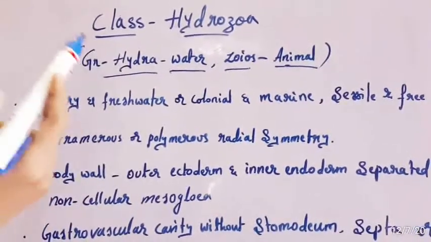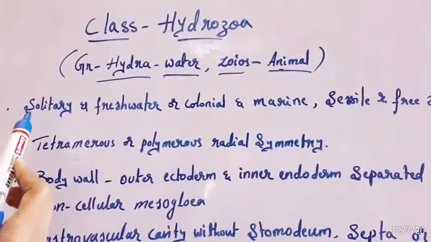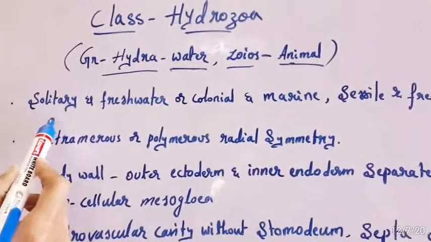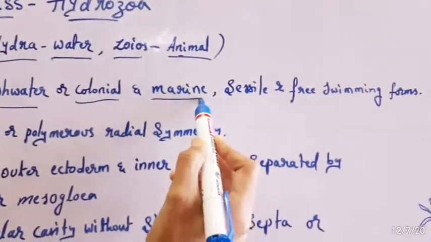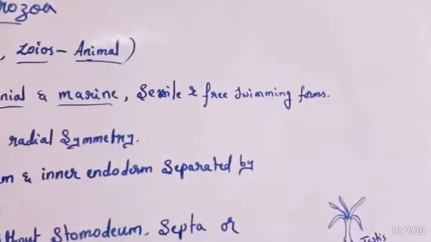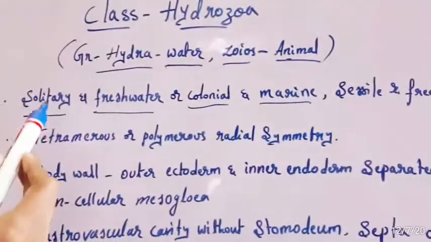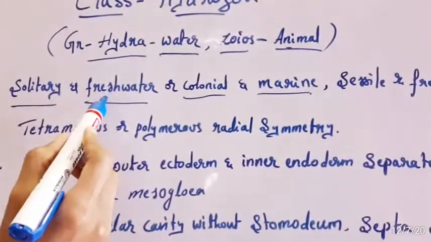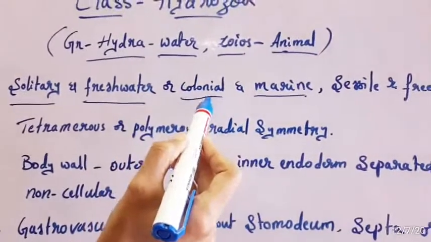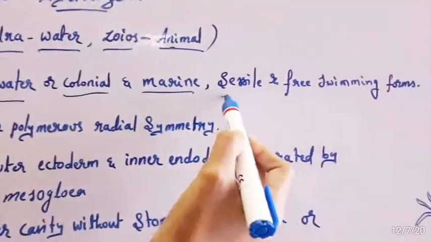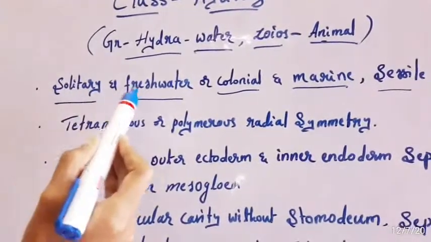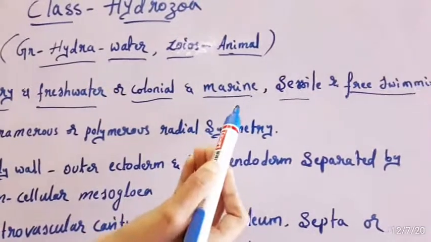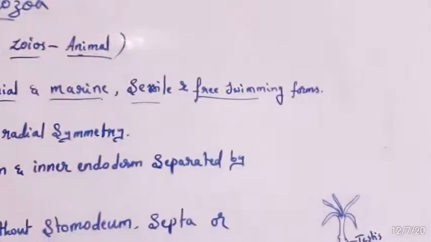So the characteristics of class Hydrozoa: these organisms are solitary and freshwater, or colonial and marine, sessile and free swimming forms. Solitary means single, they grow in freshwater, or group-wise they grow in marine. Either they attach to the substratum or are free swimming forms.